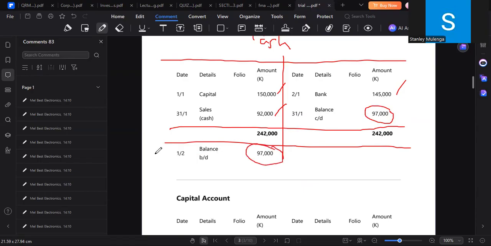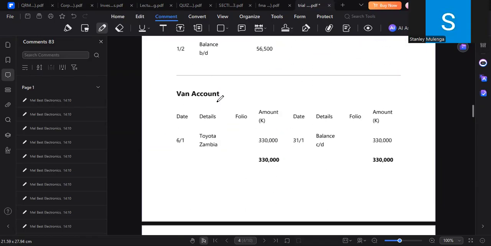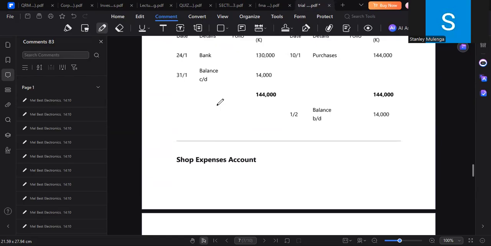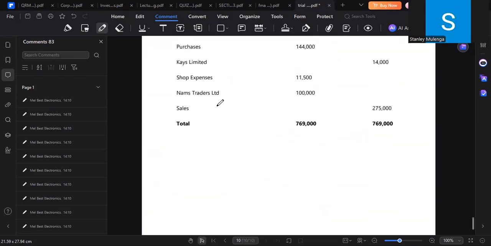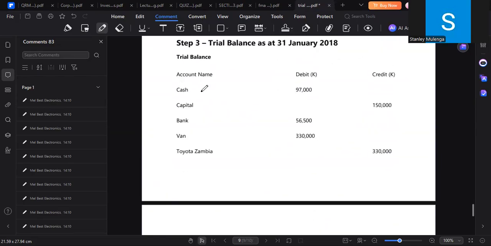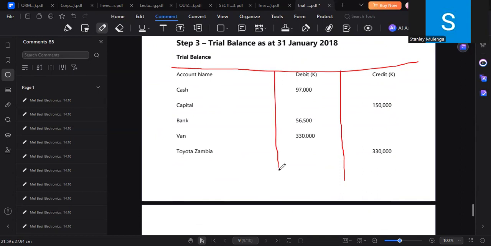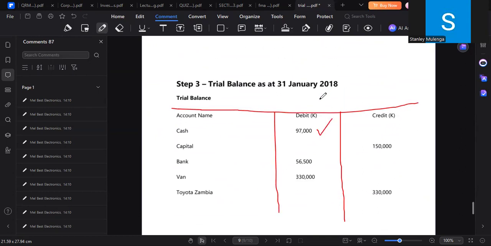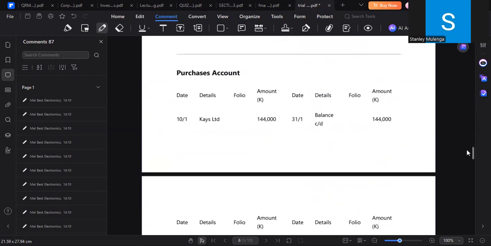So this 97 will go into the trial balance as our debit balance on cash. So when you go to trial balance, we write cash 97,000 on the debit balance, the debit side. Okay, you go there. Then let's go to our capital.